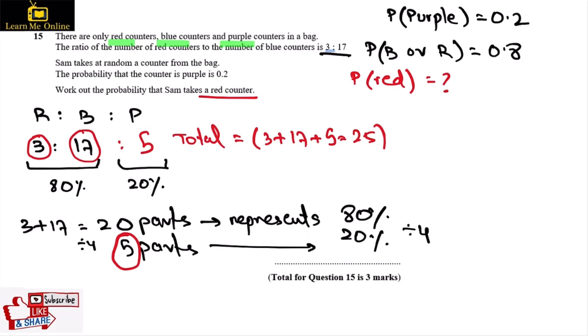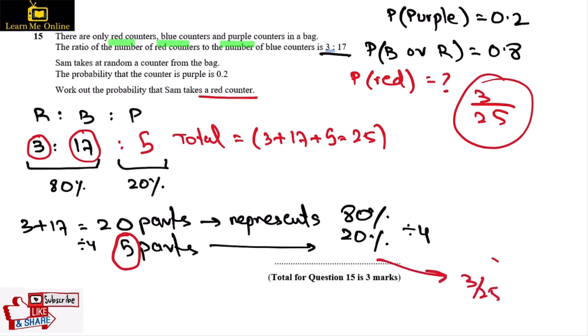So we're going to find the probability. How many are red? It would be 3 divided by the total, which is 25. So this is the probability of the red counters. You can write down the final answer as 3 over 25 over here. And this question is for 3 marks.